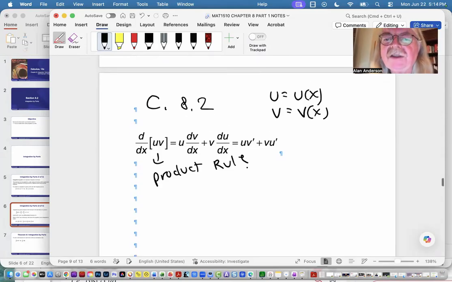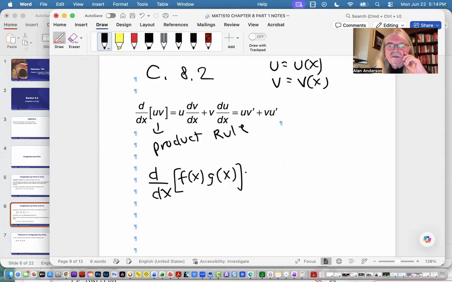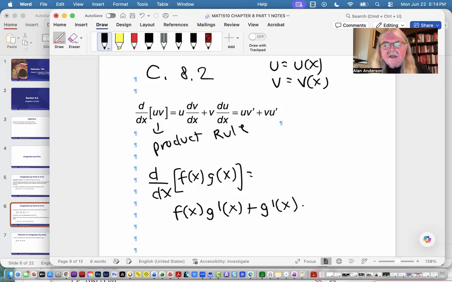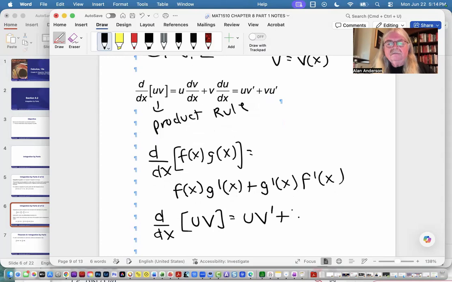And let's just remind ourselves how that works. So if you're using this notation, how does it work? You've got the first times the derivative of the second plus the second times the derivative of the first. If you're going to use the u and v notation, it'll look like this. And of course, you'll remember that the primes are the derivatives.